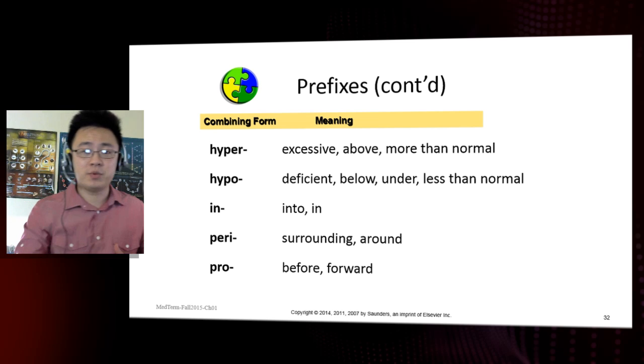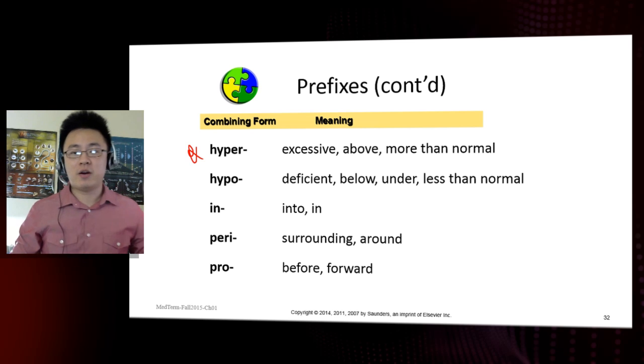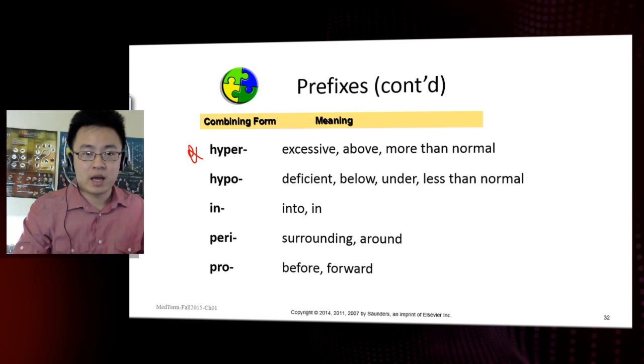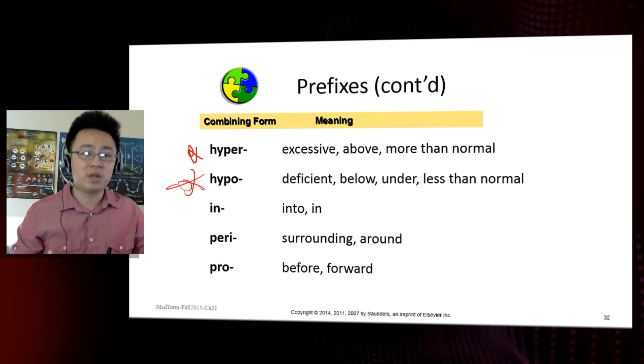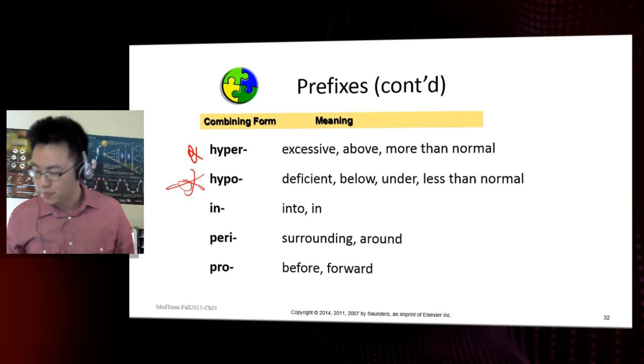We have here hyper, which means excessive, above, or more than normal. Like when kids are really hyper, too much sugar in their system, they are excessively energetic. That's being hyper. But when a kid has not enough energy, you don't say they're hypo. In this case, hypo means deficient, below, under, or less than normal, depending on its context. For children that don't have enough energy, I'd call them sluggish or low in energy or tired, but you don't say they're hypo. People are going to look at you funny.